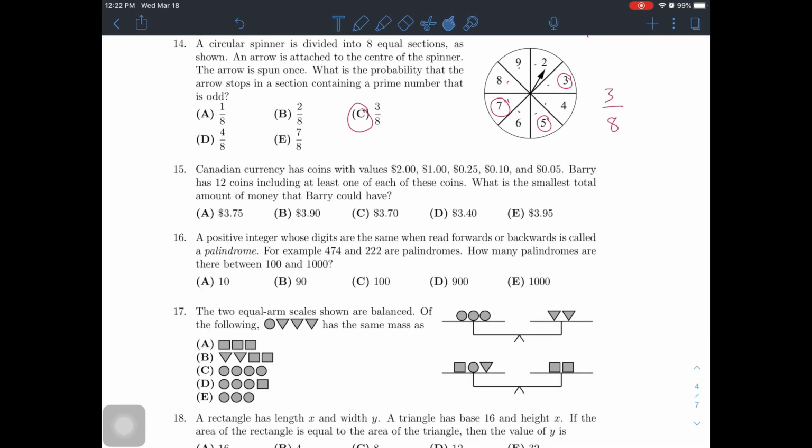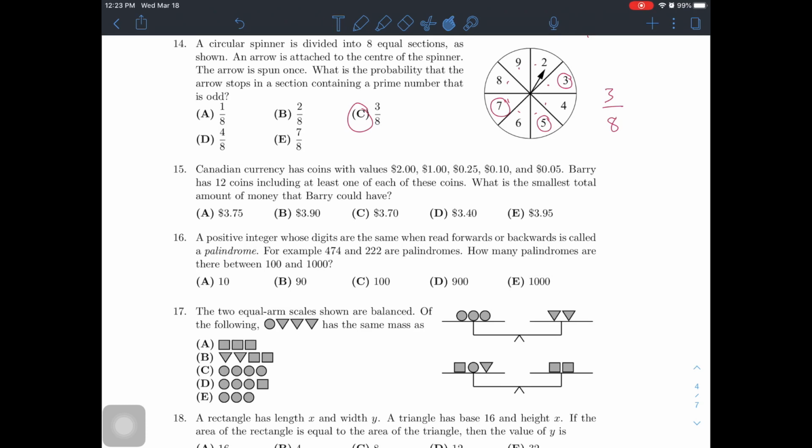Question 15. Canadian currency has coins with values $2, $1, $0.25, $0.10, and $0.05. Barry has 12 coins, including at least one of each of these coins. What is the smallest total amount of money that Barry could have?